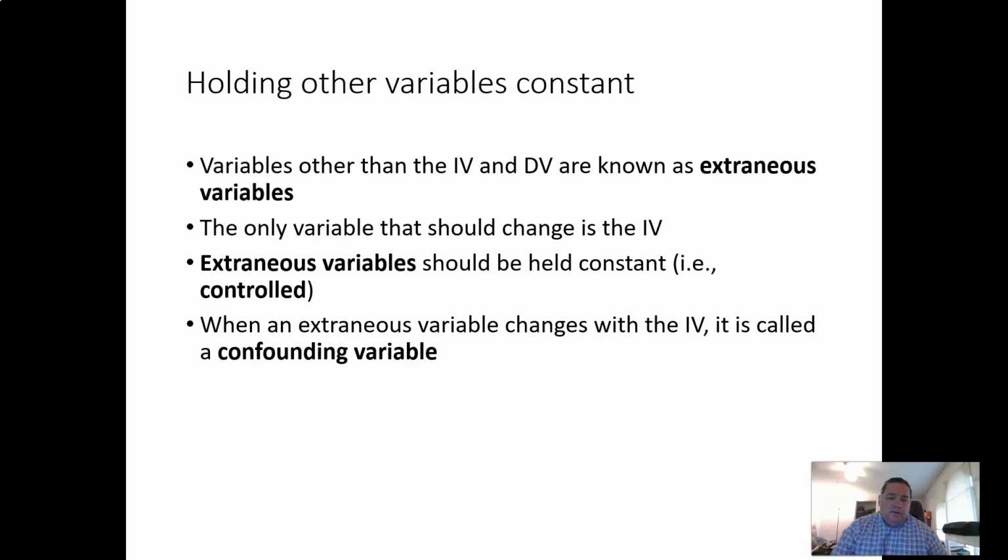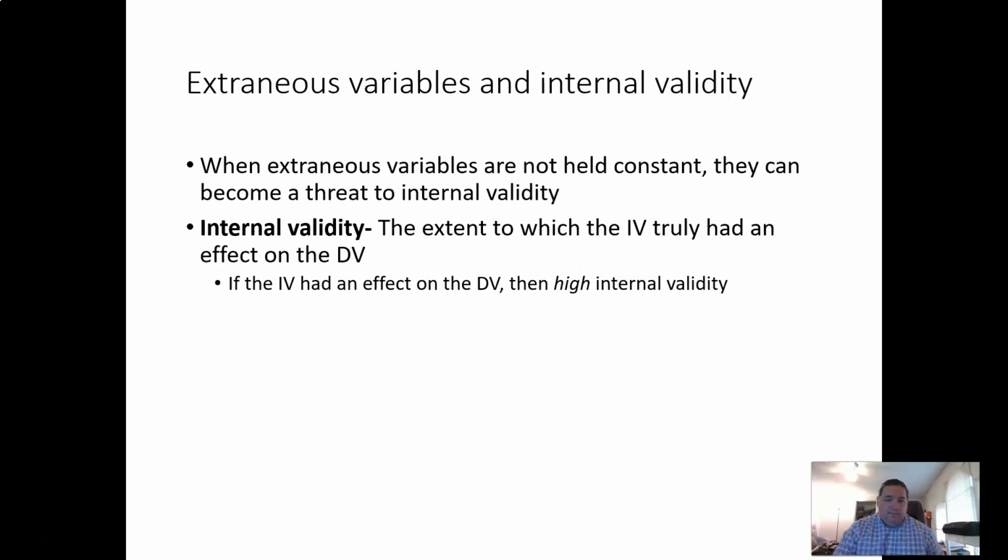So holding other variables constant. Variables other than the independent variable and dependent variable are known as extraneous variables. The only variable that should change is the independent variable, and the extraneous variables should be held constant. When an extraneous variable changes with the independent variable, it's called a confounding variable.